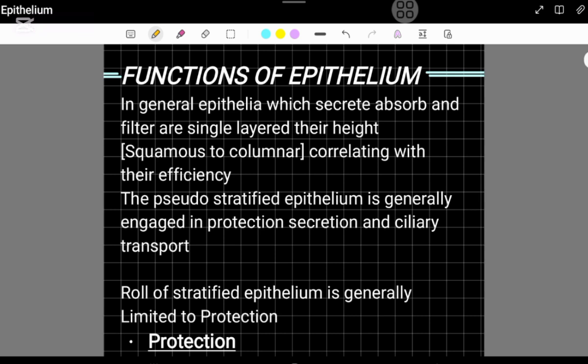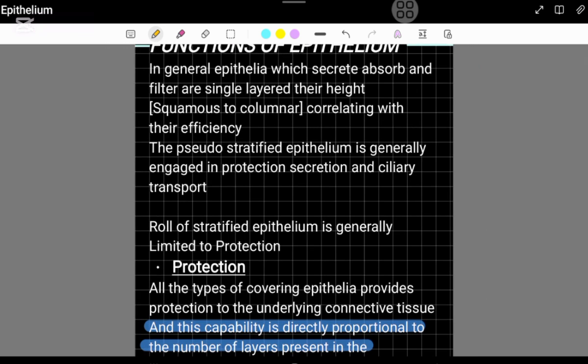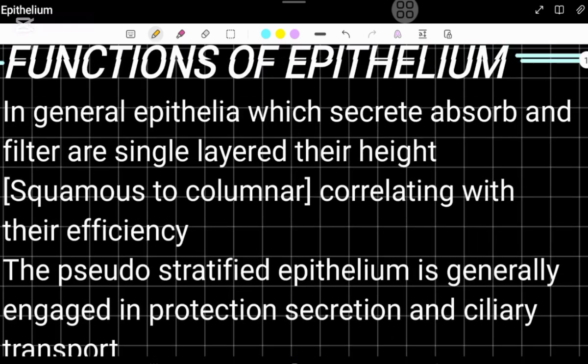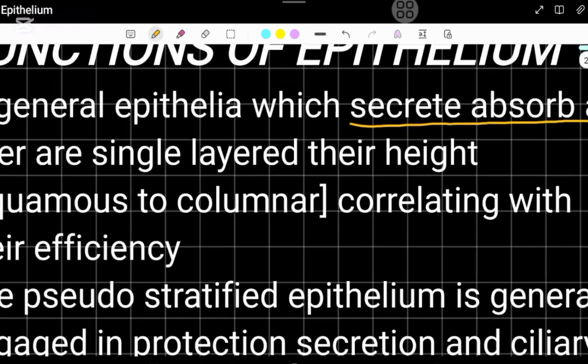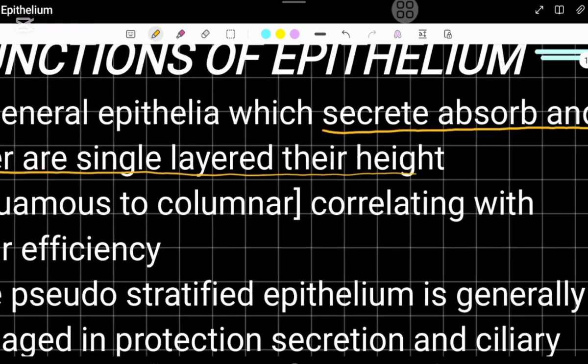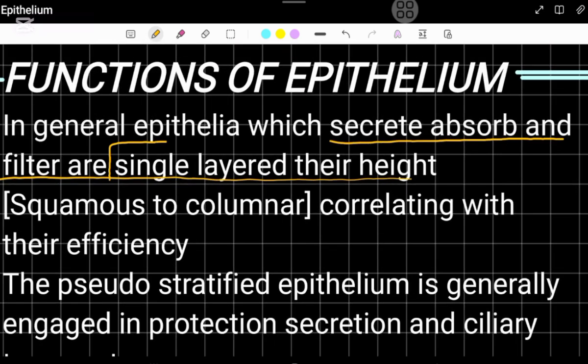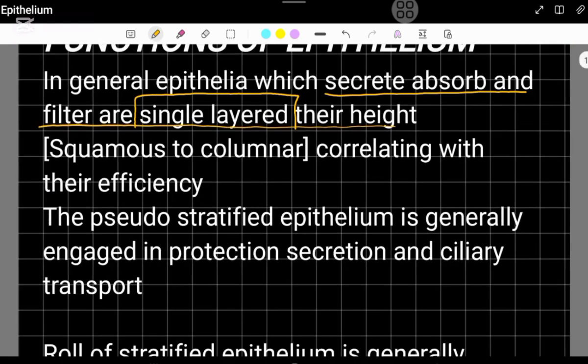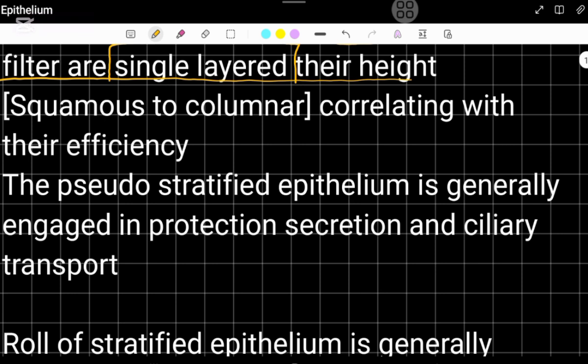Functions of epithelium. In general, epithelia which secrete, absorb and filter are single layered, and their height varies from squamous to columnar, correlating with their efficiency. We have discussed that in the simple squamous epithelium they absorb, while in the simple cuboidal they secrete. What do you mean by single layered? Single layered means that they are simple epithelium.